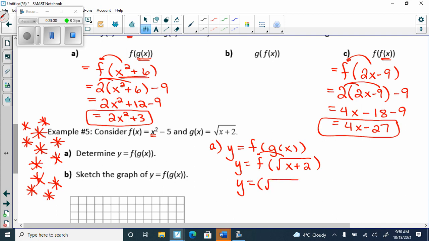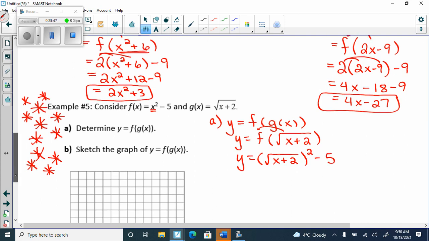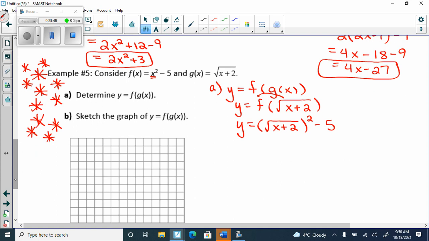So we're going to get square root x plus 2 squared minus 5. Can everyone type that into your calculator quickly? Type in square root x plus 2 squared minus 5, into your y equals. What is it? It's a line, but does it keep going on for life? No, because I have a restricted domain because of my radical.